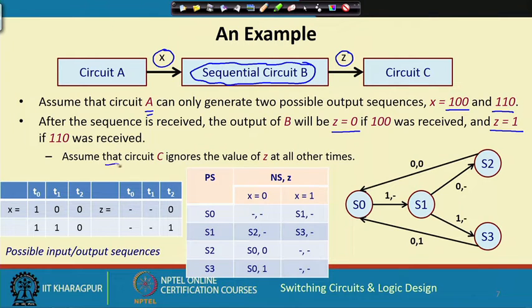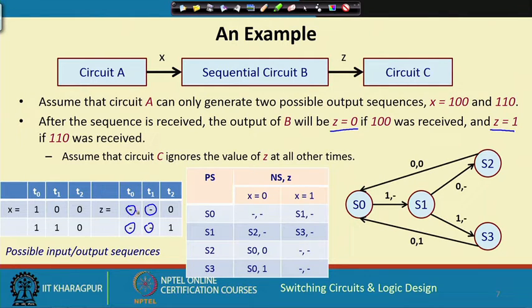So, what I am saying is that assume the circuit C ignores the value of Z at all other times. Only when these 3 bits have been received will the output be either 0 or 1, depending on which of the two sequences has been received. The possible input-output sequence I can depict like this. The first circuit is generating X, which can be either 100 or 110. The others can never come, and the corresponding Z output, only at the end, will be either 0 or 1. This T0, T1, T2 indicates the times, the clocks, but before that these two states are do not cares. I do not care what is coming here, but I only care what the final value is.